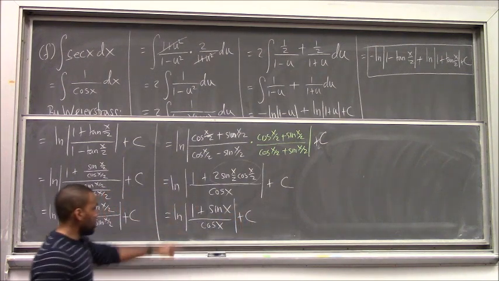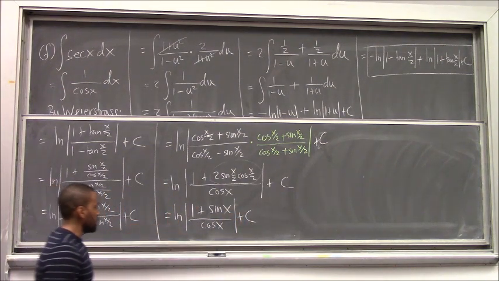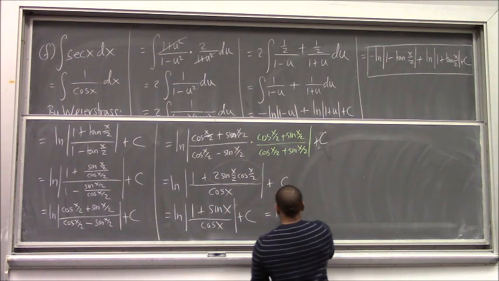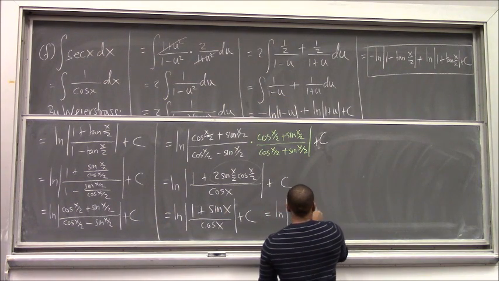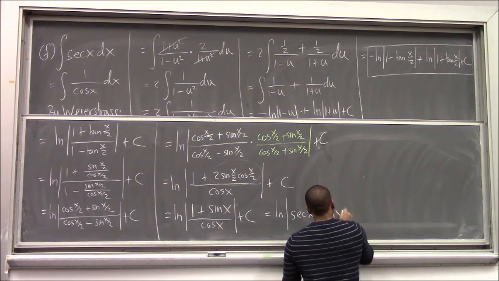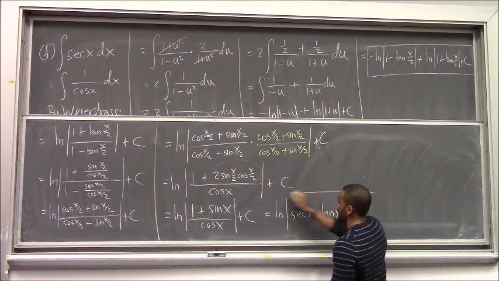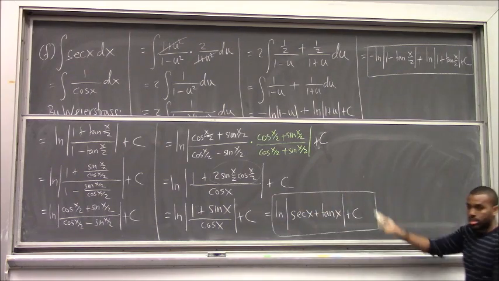So I end up with 1 over cosine plus sine over cosine. What's that? That's secant plus tangent. So these are exactly the same thing. So that's the form that we had memorized.